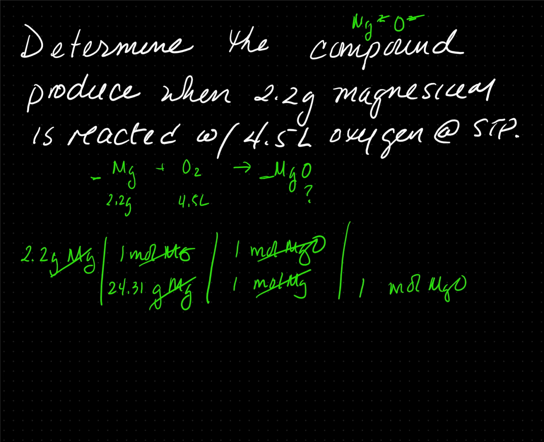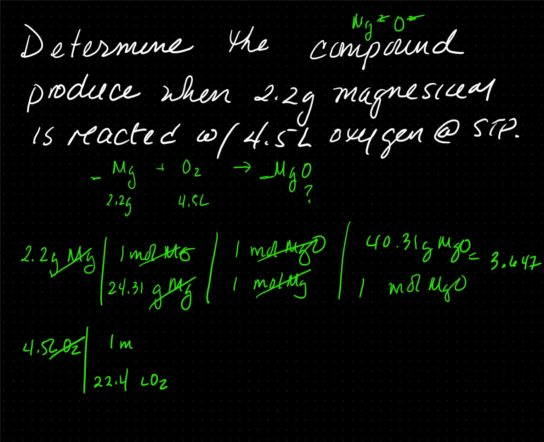So 1 mole of MgO off the periodic table is 40.31 grams of MgO. We get approximately 3.647. We're going to repeat the procedure for our oxygen. So we have 4.5 liters of O2. This is molar volume because it's at STP. So 22.4 liters to 1 mole of O2.